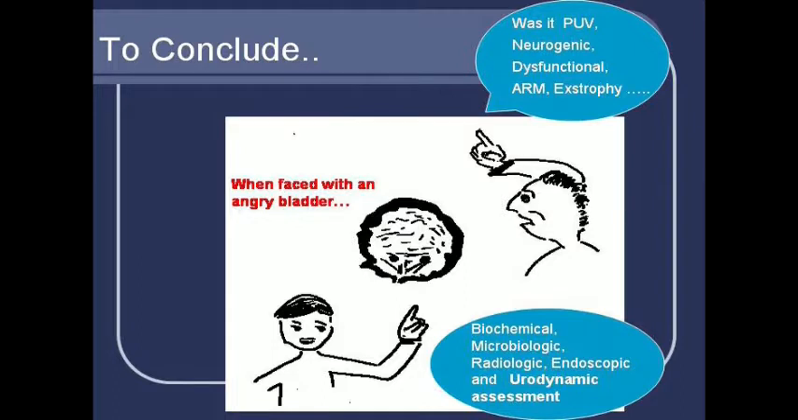Just to conclude, when faced with the angry bladder, don't worry too much about what it was originally. Sometimes we find bladders which just come to us with some history behind. But it's important to assess them now and take a decision now on what's happening.